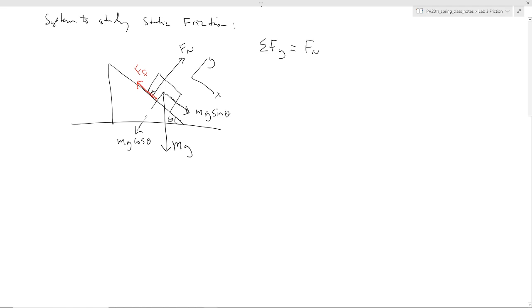We have the normal force in the positive y direction. We're going to have mg cosine theta pointing down. And this would sum, according to Newton's second law, to the acceleration in the y direction. But that, of course, is 0. We're constrained to be resting on the surface. So this will sum to 0. And this gives us a relationship that tells us what the normal force is, mg cosine theta.